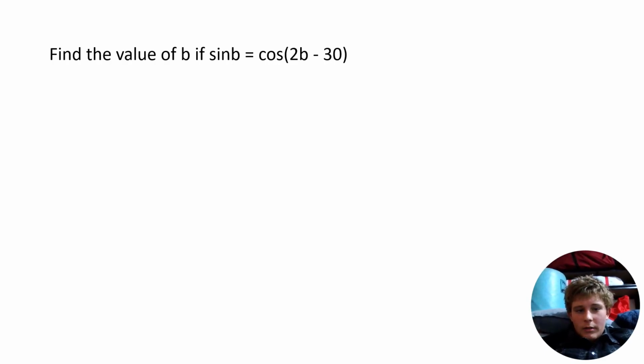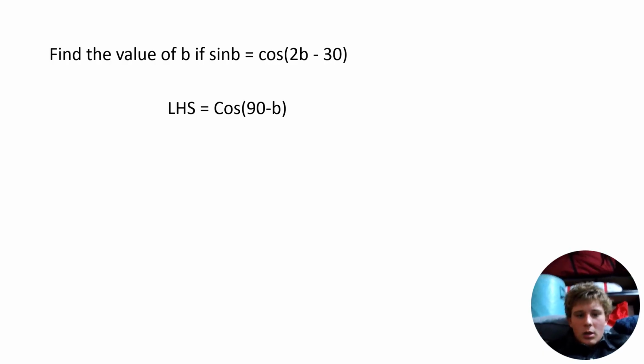Now find the value of b if sine b equals cos of 2b minus 30. This is going to use our complementary angles, so I'm just going to change the left-hand side. Left-hand side equals cos of 90 minus b, because you can change that, they're equal from earlier. Sine and cos are complementary.